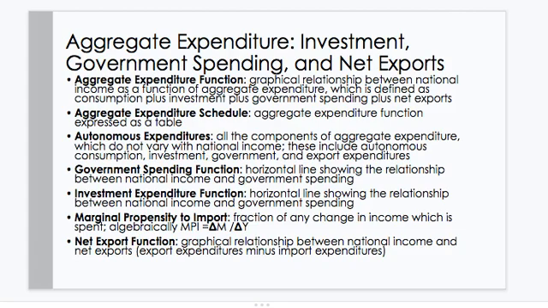Government spending function: the horizontal line showing the relationship between national income and government spending. Investment expenditure function: horizontal line showing the relationship between national income and investment spending. Marginal propensity to import: fraction of any change in income which is spent on imports. Algebraically, MPI is the change in imports over change in income. Net export function: a graphical representation of the relationship between national income and net exports, exports minus imports.